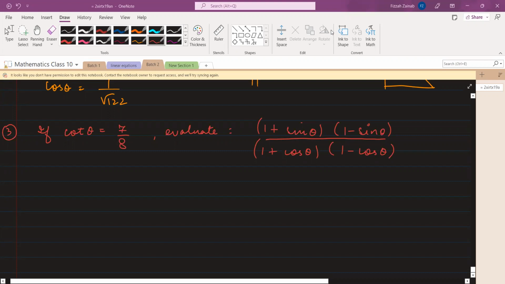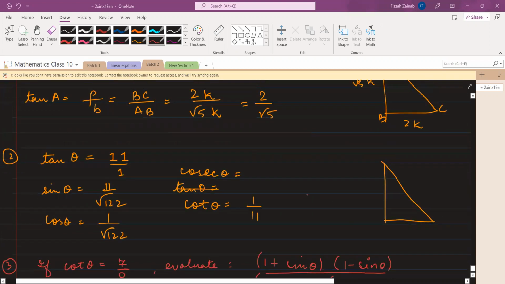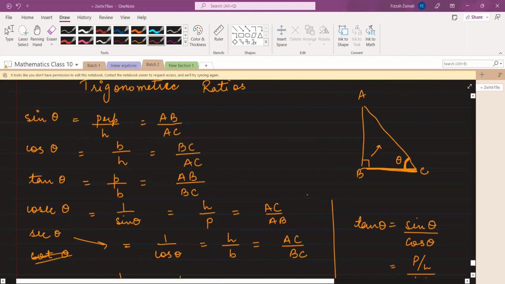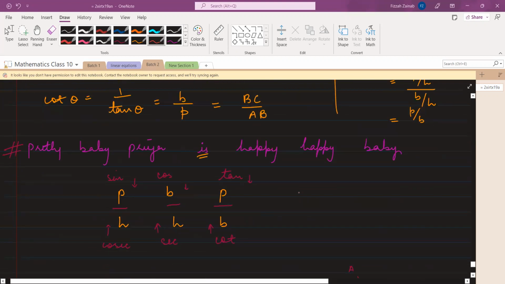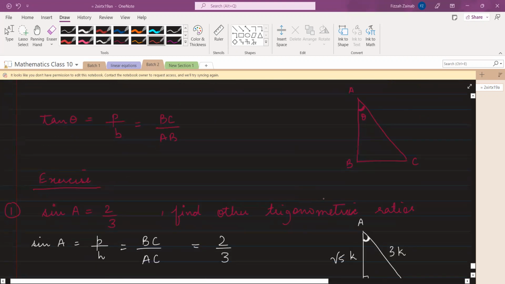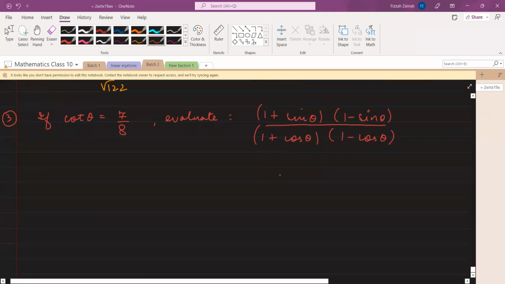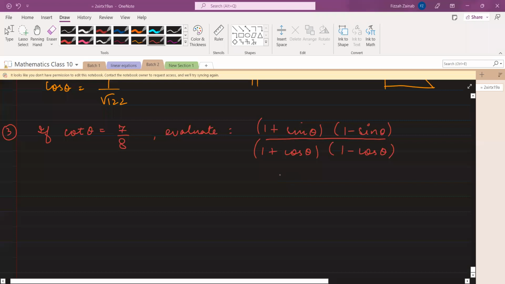I came late. Can you tell what we're doing? Yeah, so we are revising trigonometry. Okay, ma'am. So this you all know, trigonometric ratios. So I started from here. What is sine theta, cos theta, and like that. And then we are doing some questions. So currently I have given this question to solve. You can start solving. Okay, ma'am. If cot theta is 7 by 8, then you have to evaluate this thing.